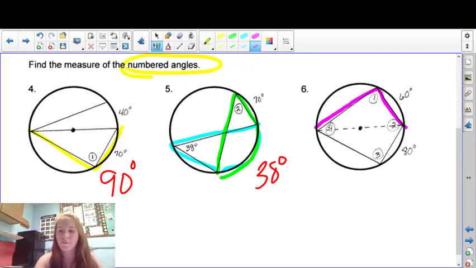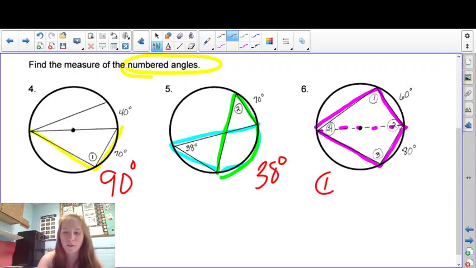Angle 1 and angle 3 hit the same arcs. Well, it hits a semicircle, so they're both the same value. So 1 is 90 degrees. 3 is also 90 degrees.